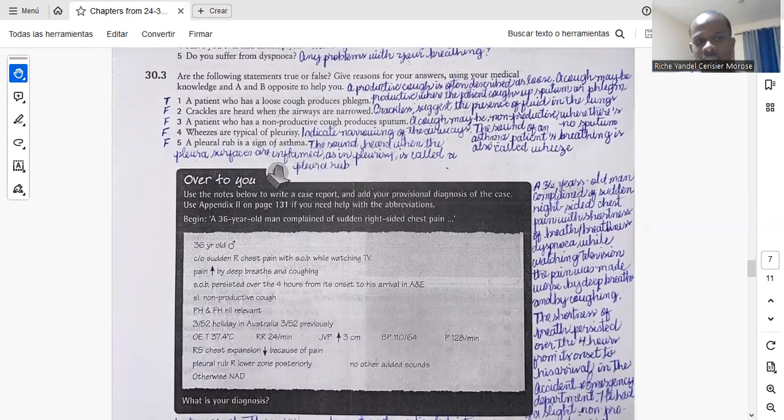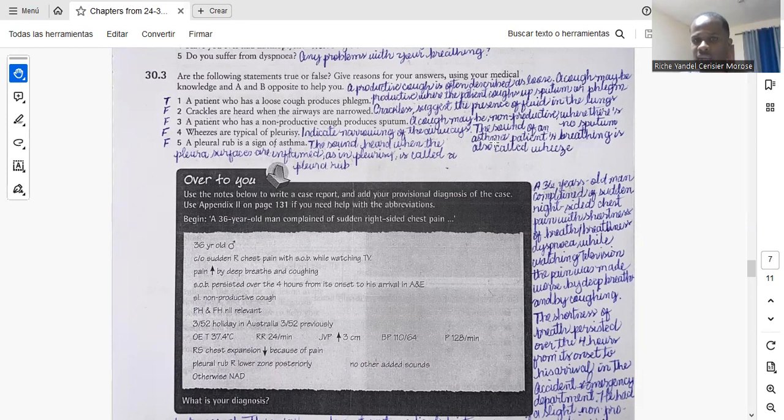Next, are the following statements true or false? First one, a patient who has a loose cough produces phlegm. True. Correct. Crackles are heard when the airways are narrowed. False. A patient who has a non-productive cough produces sputum. Fourth, wheezes are typical in pleurisy. False. A pleural rub is a sign of asthma. False. The sound heard when the pleural surfaces are inflamed in pleurisy is called a pleural rub.